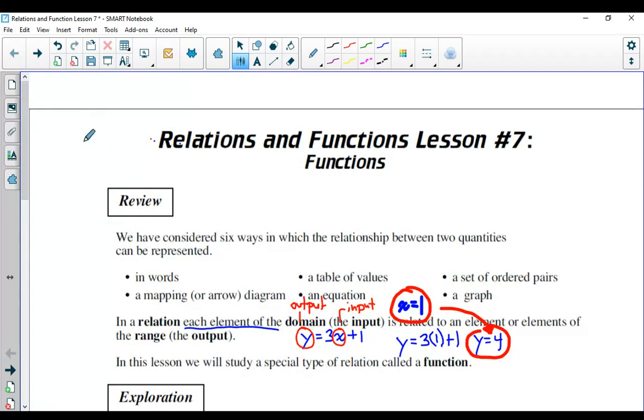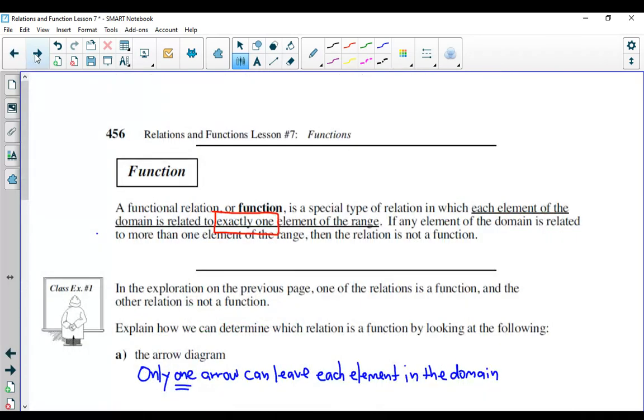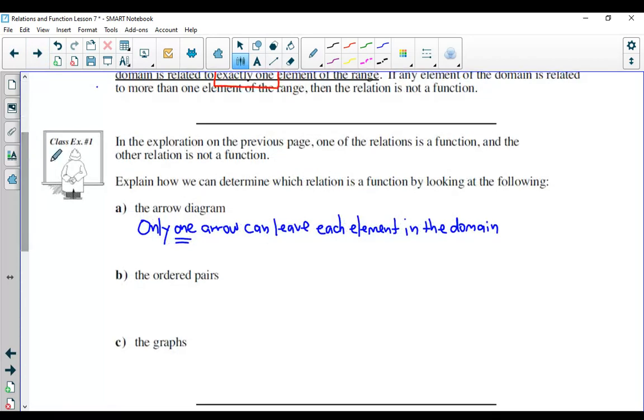So again, if we go back here, the reason this guy's a function is because you only have one arrow coming out of each element, or each number in the domain. This one's not a function because, for example, you take the number 4, you have 1, 2, 3 arrows coming out of that number. So it doesn't meet the criteria of this special thing called a function. Okay, how could you use the ordered pairs to identify whether the relation is a function?